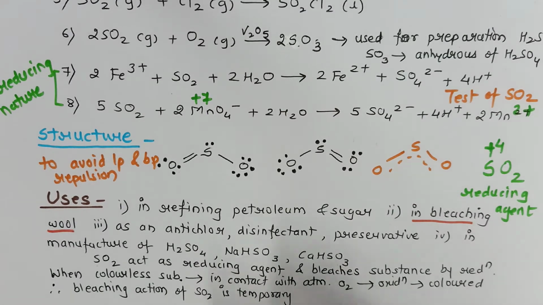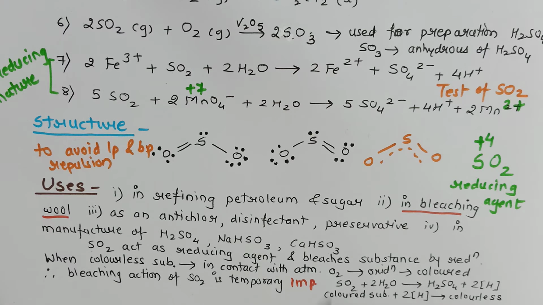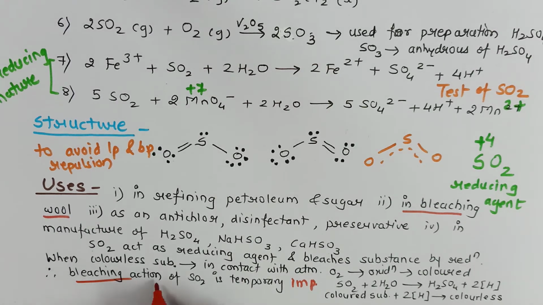This is an important question. Let us have a look at the reaction for this. Sulfur dioxide will get converted to H2SO4 by a reduction process and it will form 2H. This 2H, when it comes in contact with a colored substance, will convert it into colorless. Now since 2H is a reducing species, it can get oxidized again, and therefore the bleaching action of SO2 is a temporary process.